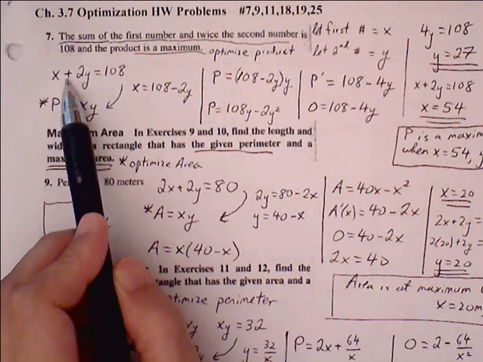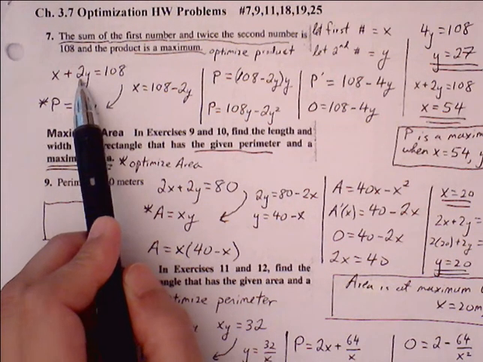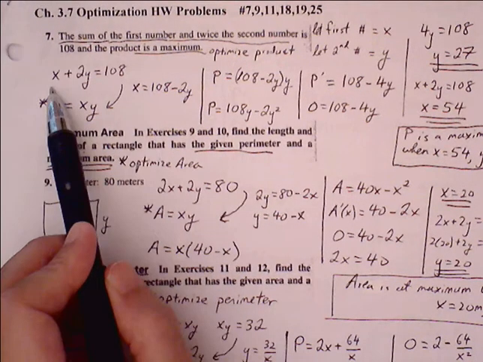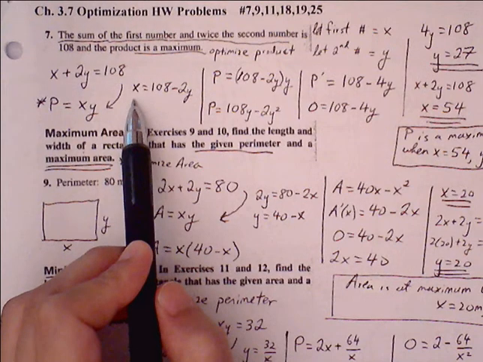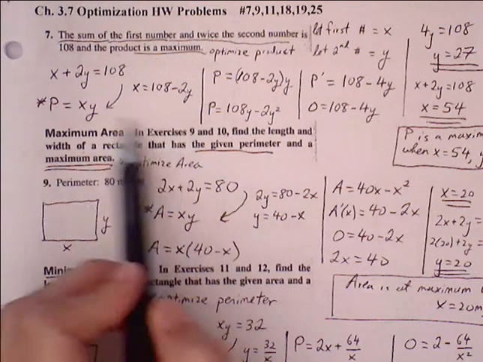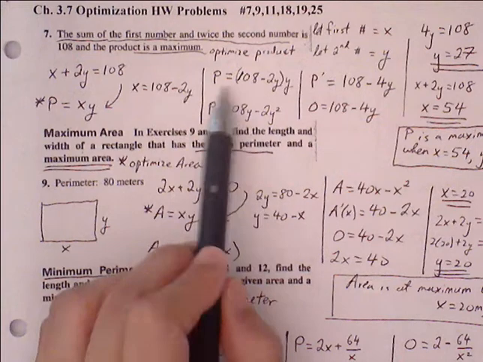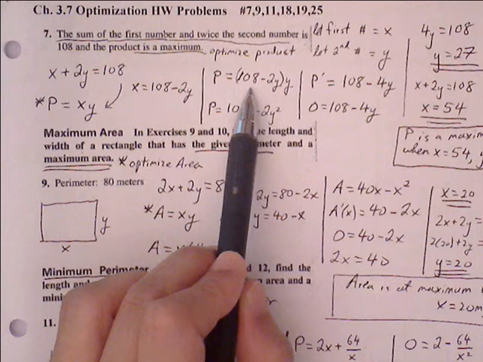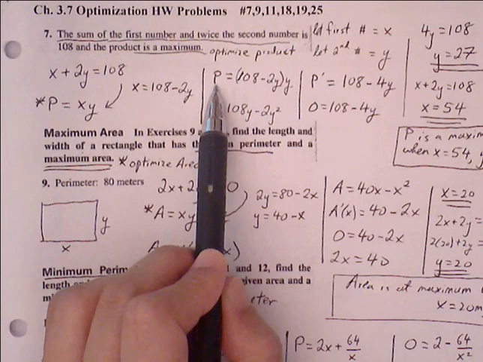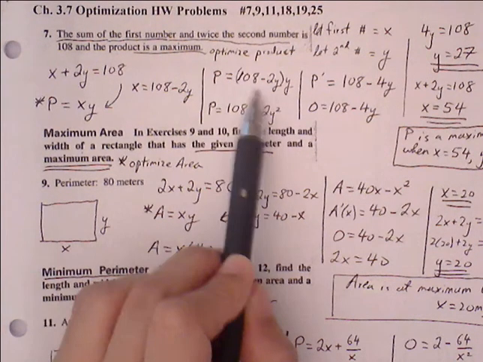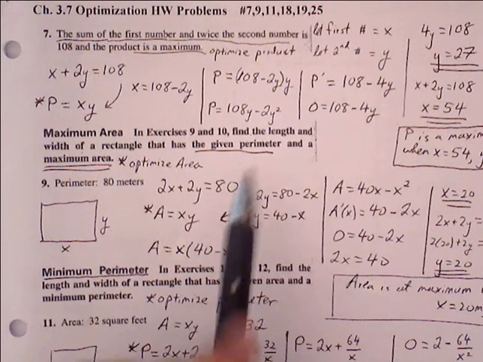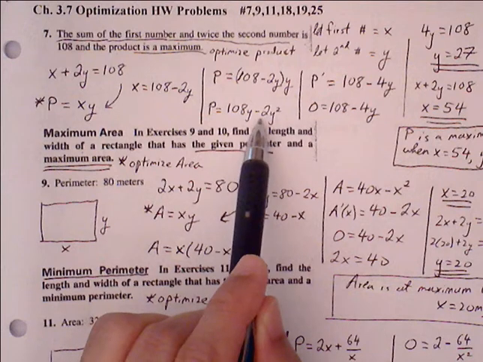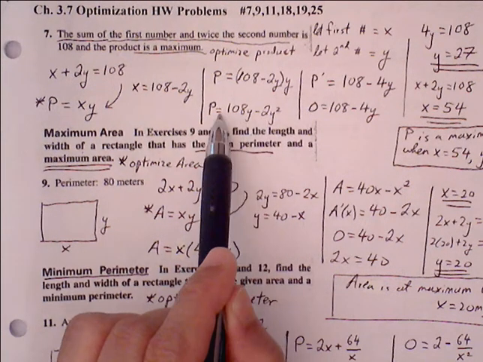So if we know that x plus 2y is equal to 108, I'm going to go ahead and solve for x. It just seems like it's easier to solve for x. If I solve for x, x equals 108 minus 2y. If I make that substitution, I get P is equal to 108 minus 2y, times y. So it doesn't matter if your product equation is in terms of x or y. We just want to get it down to one variable. Once it's down to one variable, if I expand this out, I get 108y minus 2y squared.